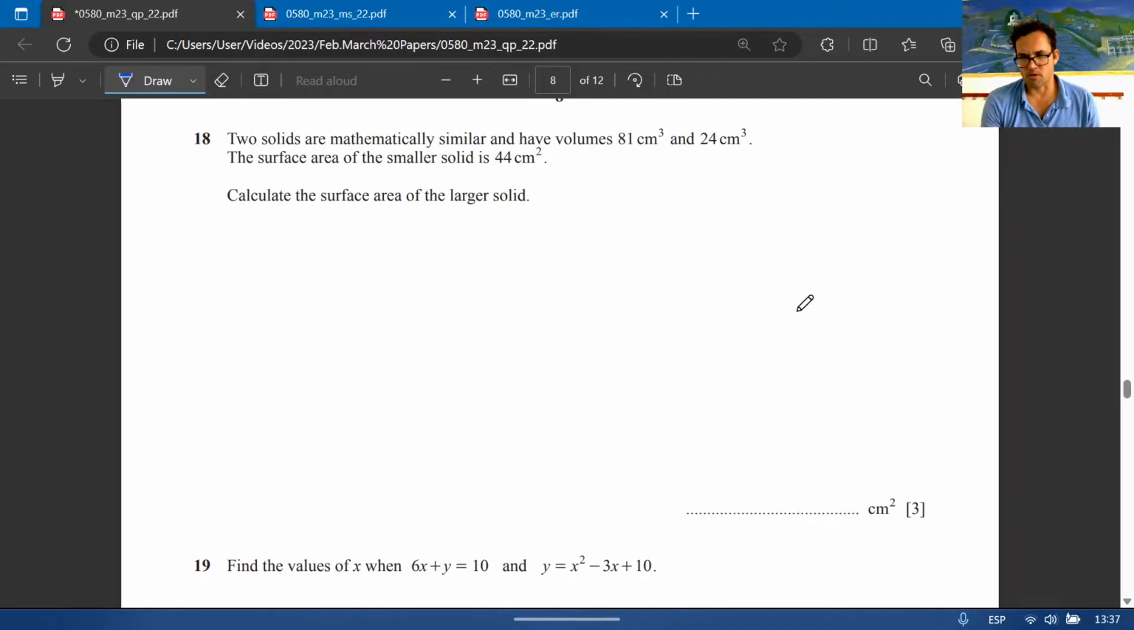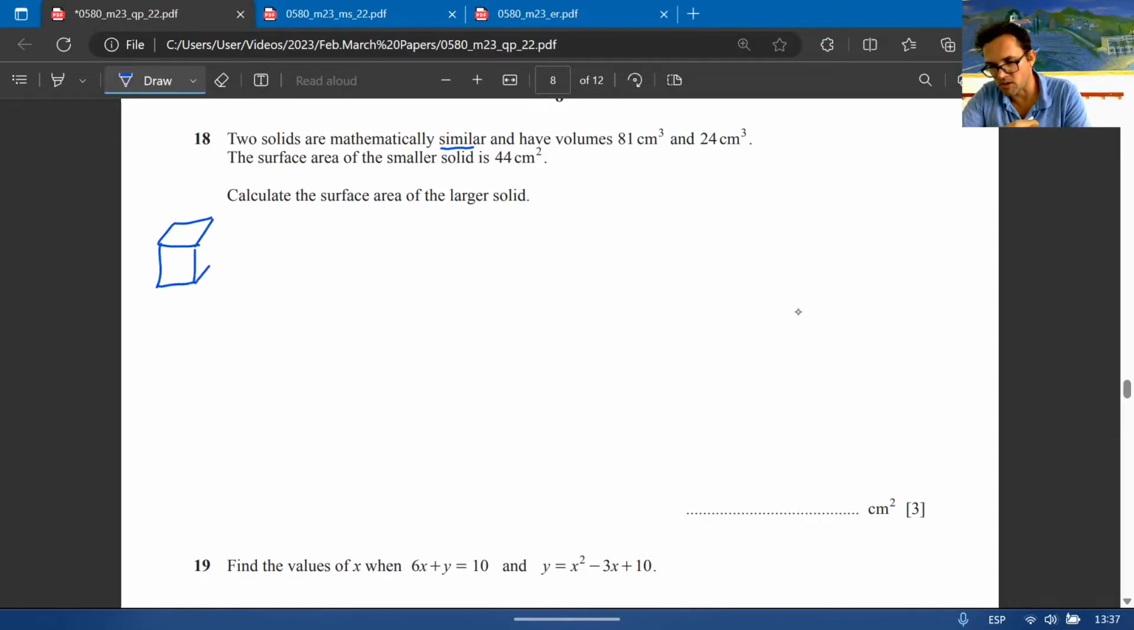Surface area of a smaller solid is 45. So this is all about similarity again, yeah? You got actually the word there, similarity. Okay. So we got the big shape. I don't know what they are. Let's say they are just like a cuboid.